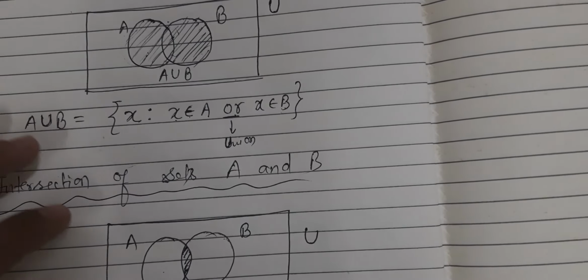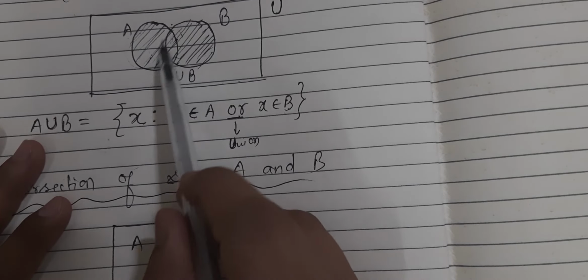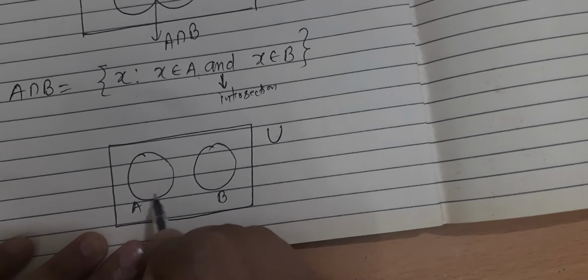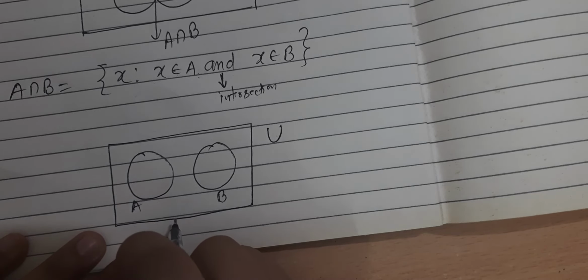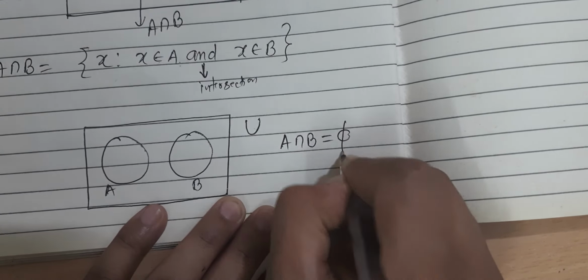Now see, in both the cases, sets A and B have some common elements. But what if we have this case: the universal set, and we have set A and set B? It shows that there is no common element between set A and set B. No common element means no intersection. So here A intersection B is phi.